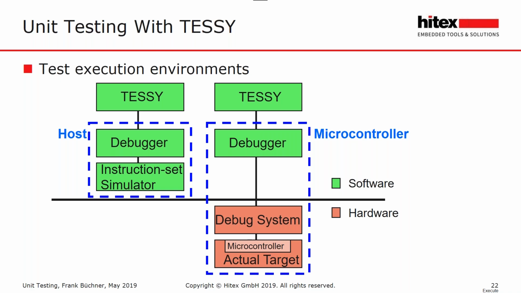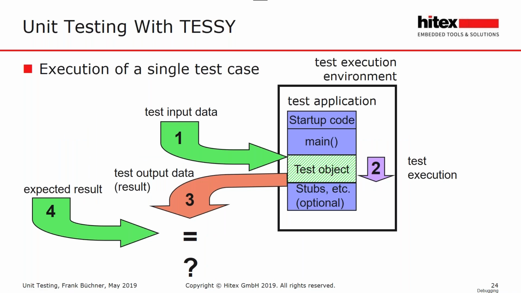The next thing is execution of the tests. So Tessie loads the test application in the execution environment, and then a test is executed in basically 4 steps. The first step is the test input data is transferred to the test execution environment. In the second step, the test is actually executed, and in the third step, the test results are fetched back from the test execution environment, from the RAM of the target hardware, for instance, back to the PC, and then in the fourth step, Tessie compares if the expected result is equal to the actual result or not.